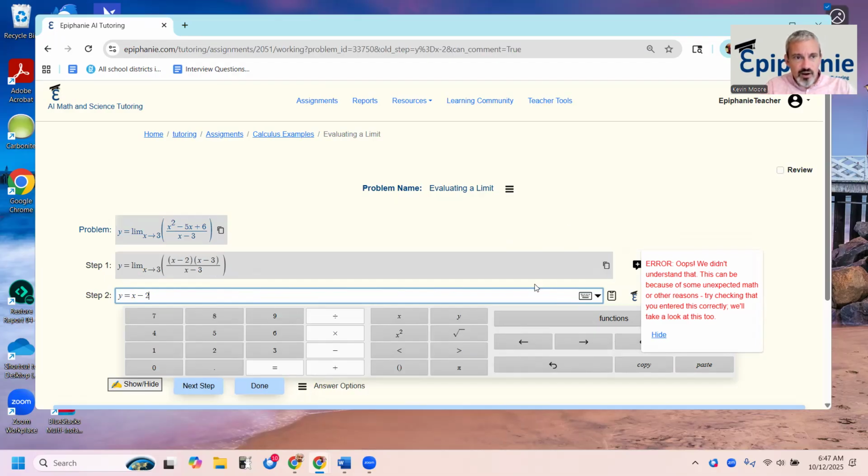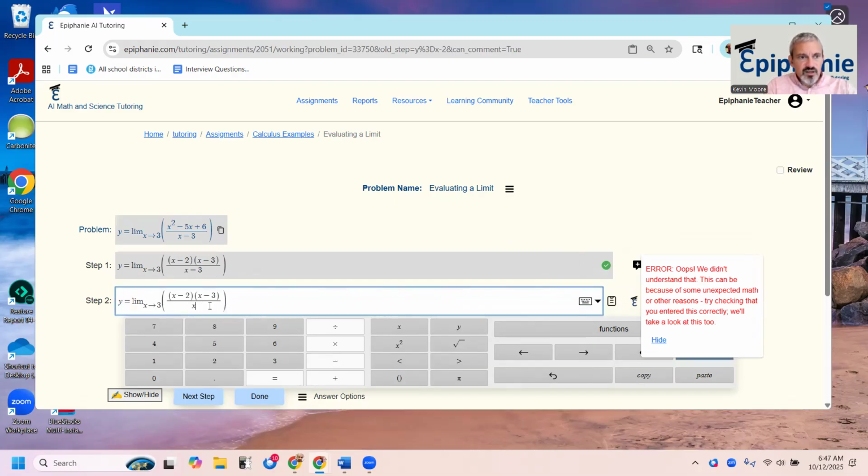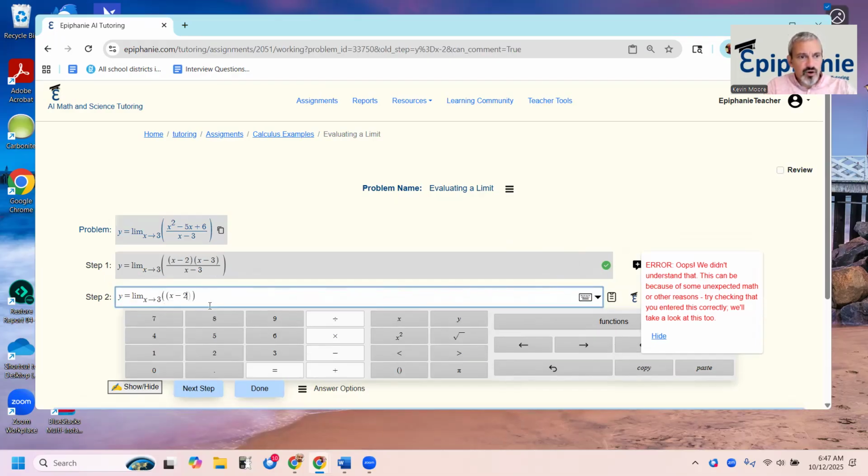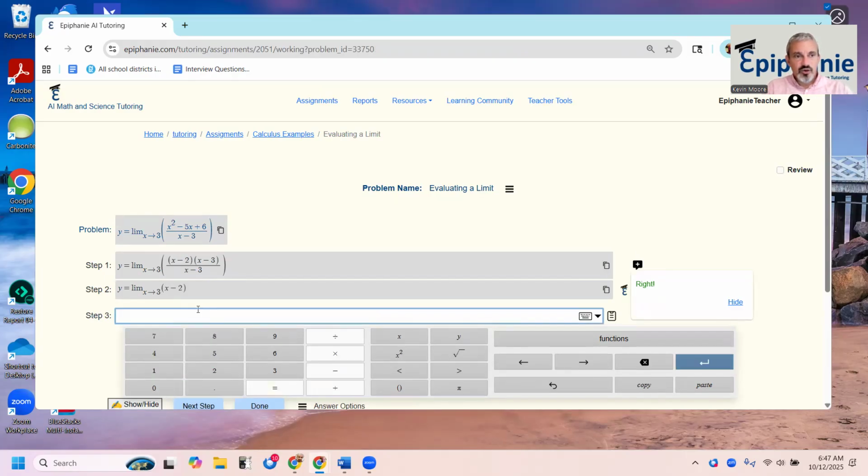So let's clear this out and change this over. And I'm just going to delete it. And this deletes properly just right across the fraction. You can also select that way as well. It's the limit as x approaches 3 of x minus 2.